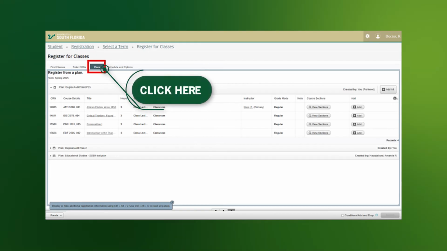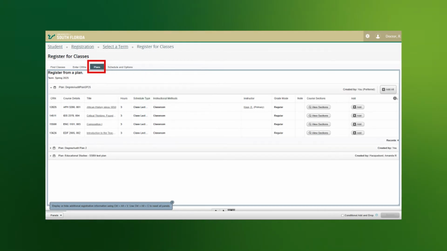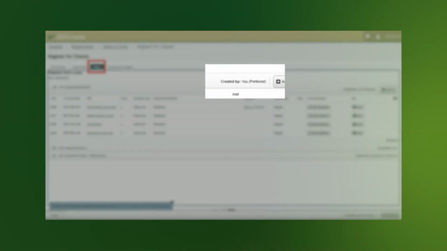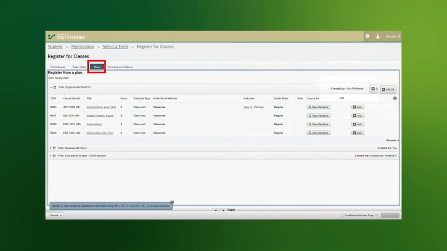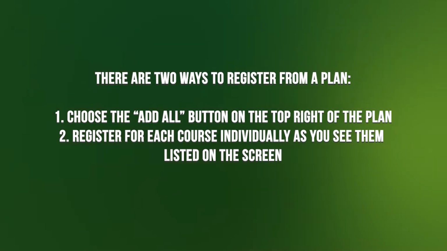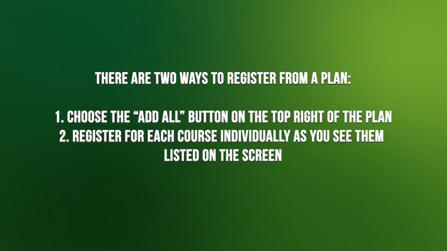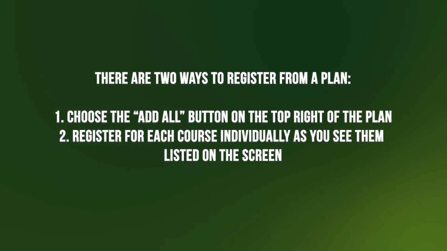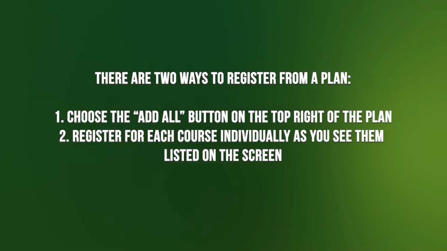Choose the Plans tab. This will take you to your already created plans, where you will be able to register for classes. On this screen, you will see your preferred plan as indicated on the right side of the screen, all other plans created, plus your degree audit. There are two ways to register from a plan. 1. Choose the Add All button on the top right of the plan. 2. Register for each course individually as you see them listed on the screen.